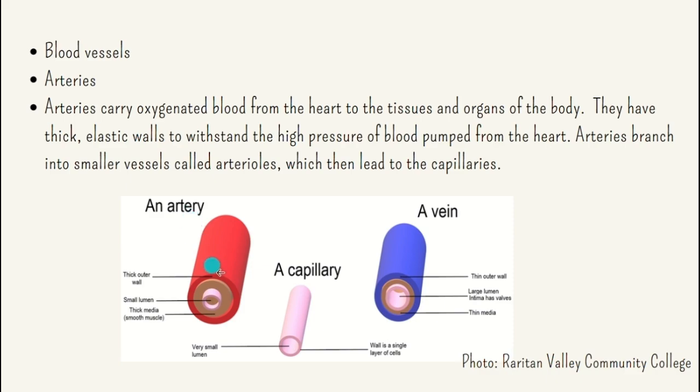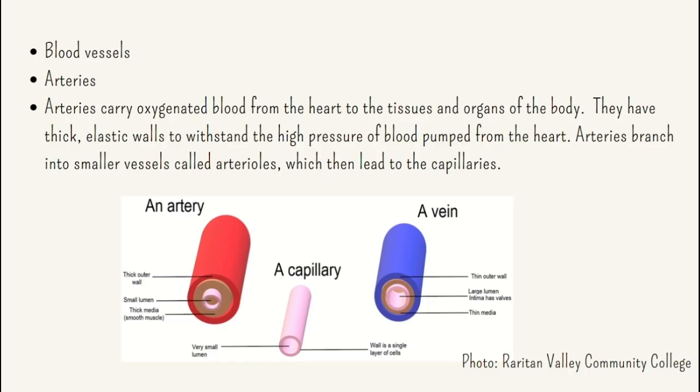So we can see an artery, the vein, and then the capillary. Usually the artery is the biggest one, right? The arteries carry oxygenated blood from the heart to the rest of the body. So just remember this: arteries carry oxygenated blood from the heart to the tissues and organs of the body. It means that they carry oxygenated blood away from the heart. So, away from the heart.